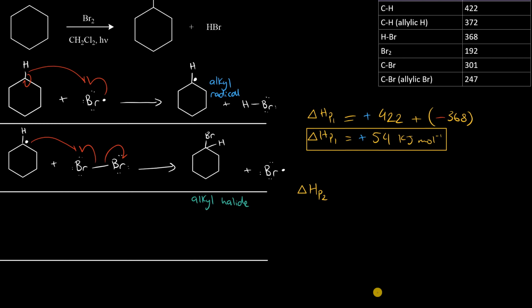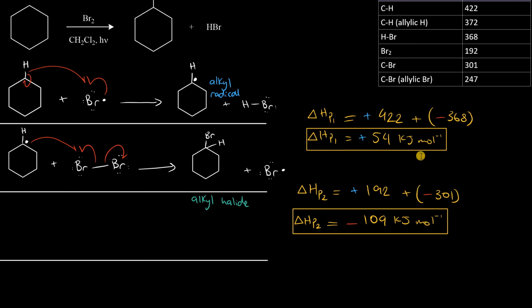Delta H P2. So now let's look at the second propagation step. The Br2 bond breaks homolytically, which means we have a positive 192 kilojoules per mole. The bond that forms is the carbon to bromine bond, which has an associated value of negative 301 kilojoules per mole. Solving for delta H P2, we get negative 109 kilojoules per mole.